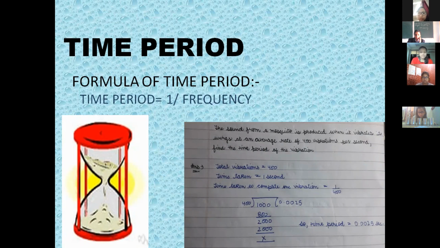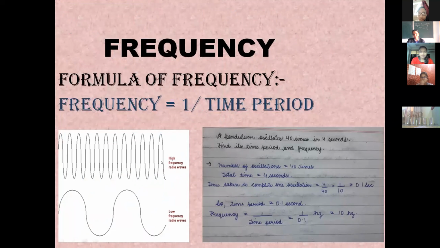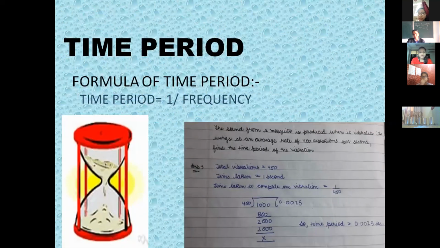Now let's discuss an example. The sound from a mosquito is produced when it vibrates. It swings at an average rate of 400 vibrations per second. Find the time period of the vibration. So total vibrations are 400 and time taken is 1 second. So the time taken to complete one vibration is 1 by 400. Then the time period will be 0.0025 seconds.